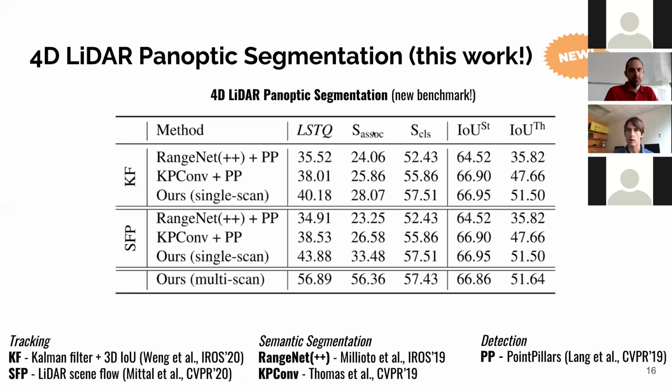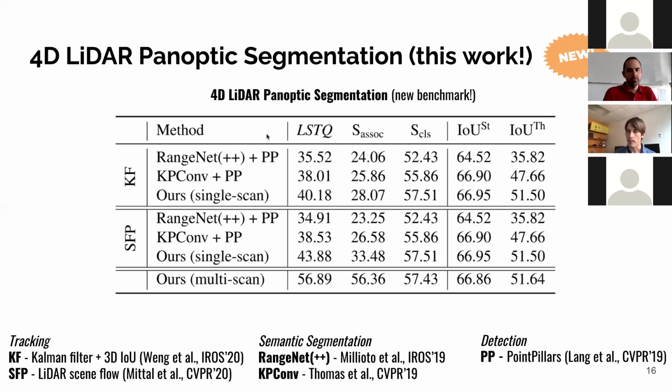The first term is called the association term, and it tells us how well we can associate points in this 4D space-time volume. So essentially, it tells us how well we can segment and track objects. The second term is the classification term, and this one tells us how well we can classify points in terms of semantics, and this is just standard mean intersection over union.